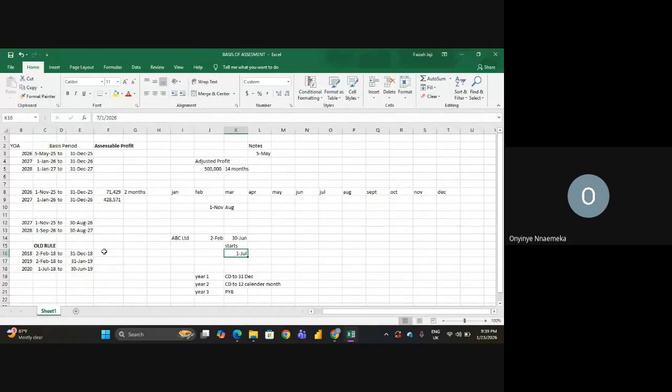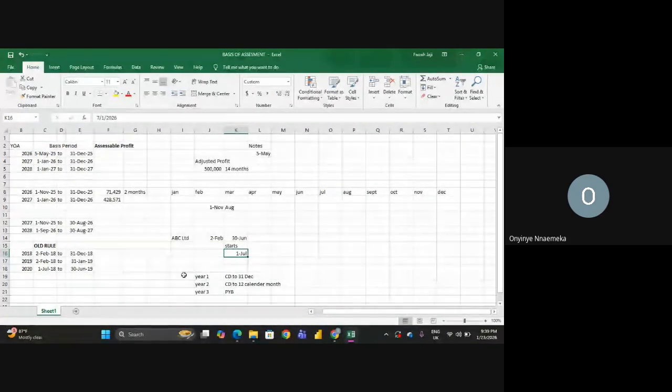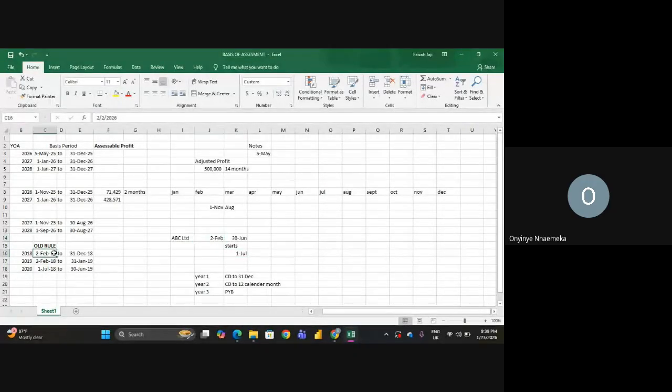Now, following that rule to solve this question, we want to write the basis of assessment for the first 3 years. The first year says commencement date to 31st December. Commencement was 2nd of February, so 2nd of February to 31st December of that particular year. And in this new rule, our basis period dictates what? Our year of assessment.